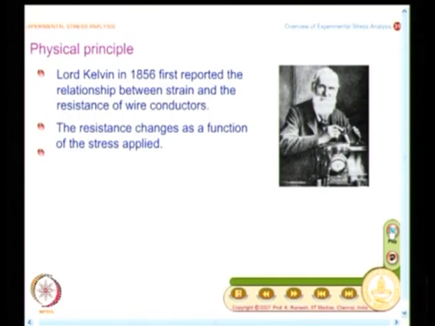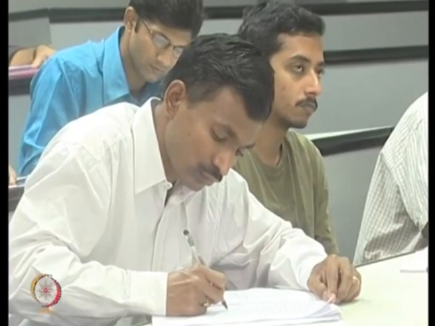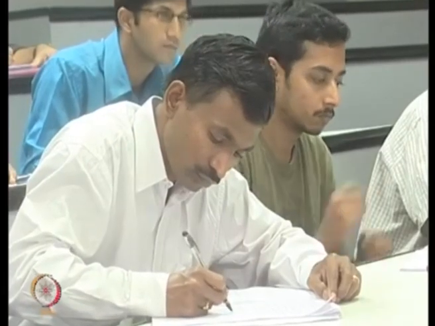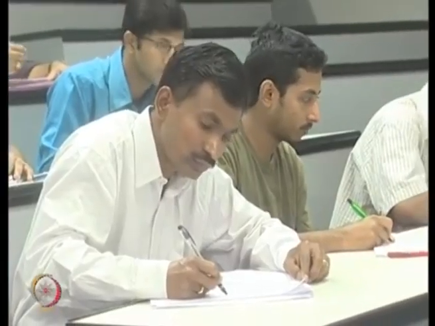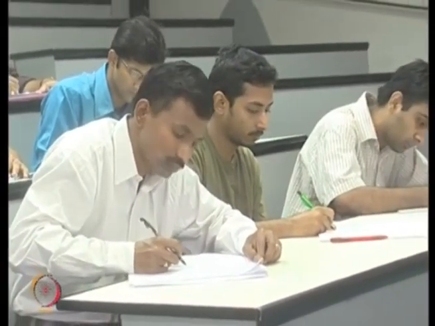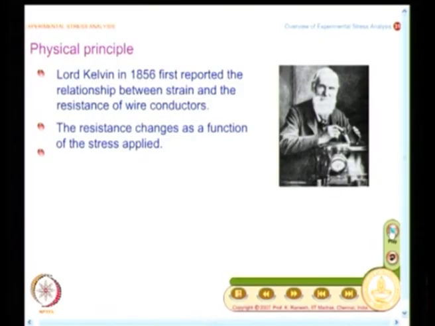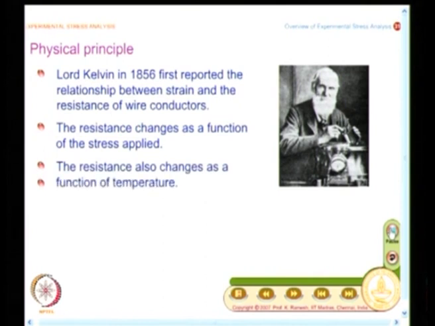So the resistance does not remain constant, it is a function of stress. So it gives you a scope to measure stress or strain from the strain gauge. If it is only that, then the whole instrumentation would have been much simpler. But what do you find? The resistance of a conductor also changes as a function of temperature. So you have a problem.